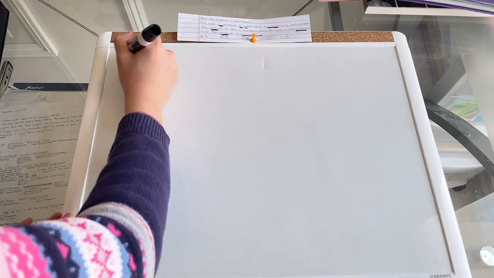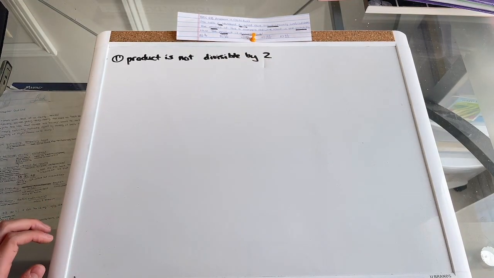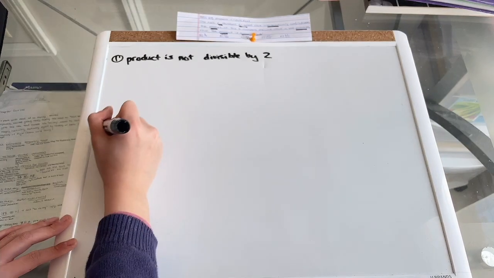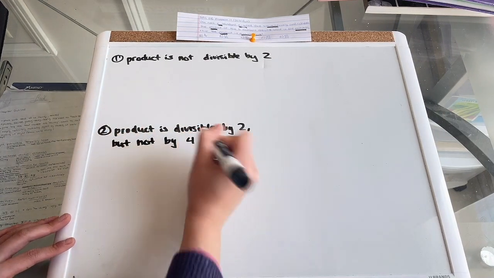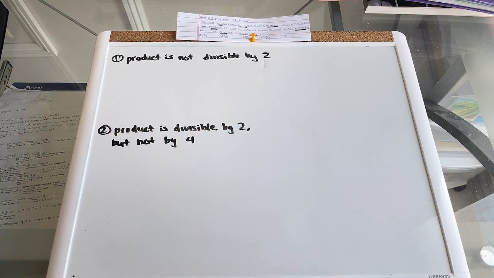The first case is that the product is not divisible by 2. And then the second case is that the product is divisible by 2, but it is not divisible by 4. So if the product can't be divisible by 2, then that means it has to all be odd, because any even number is divisible by 2.